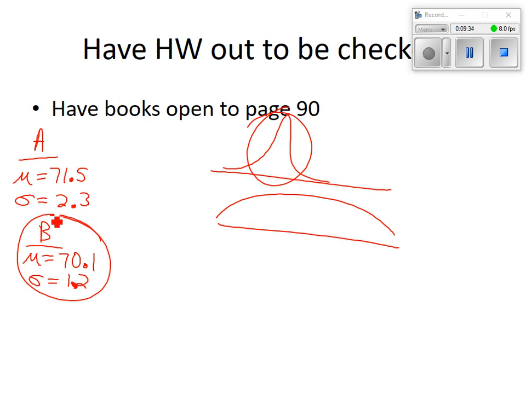Which one's the better golfer? Which one has the better scores? B also. I thought maybe I'd trick somebody with the golf thing being the lowest score is better. Couldn't fool them, could I?